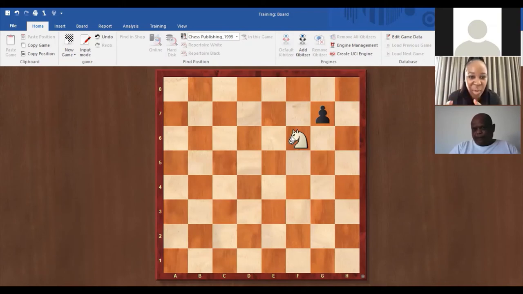Okay, so my pawn is here. It's on F6. That means, okay, let me start where the pawn is and go back. So that means 1, 2, 10. No, not that route. 1, 2, 10.